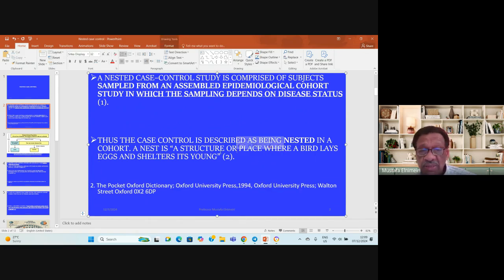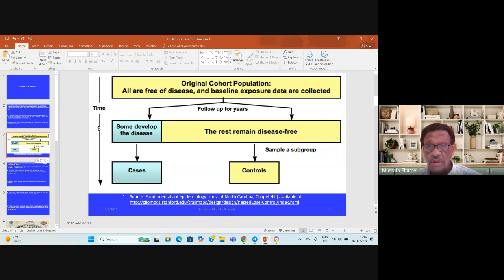have the cohort members, and then we have the baseline data about the exposure from the cohort, and then we follow up. Then we find the cases from those who develop the disease. And thus, in other words, the case control is described as being nested in the cohort. For example, we can see here the original cohort population, all are free from disease, but baseline exposure data are collected, and then the follow-up for some years.